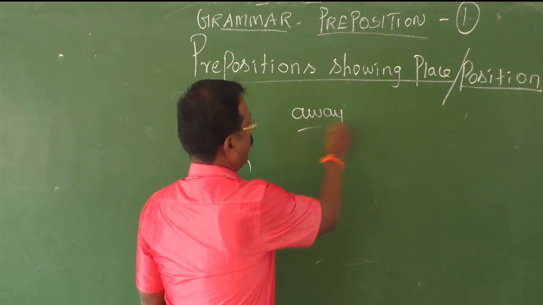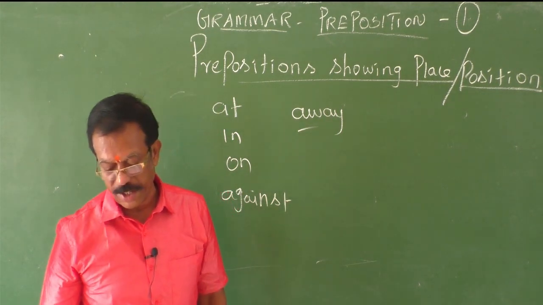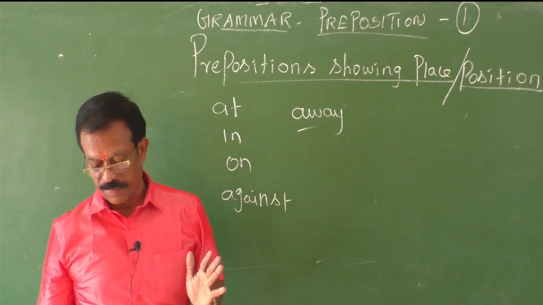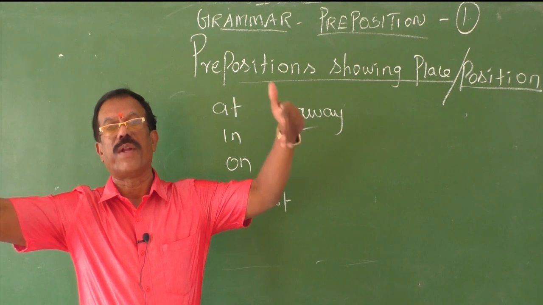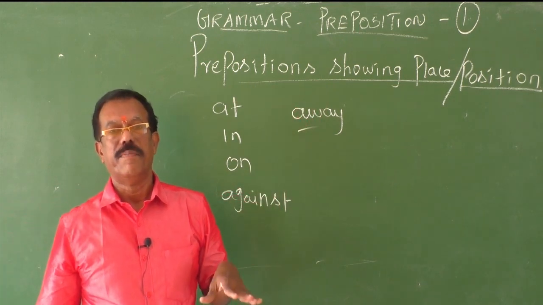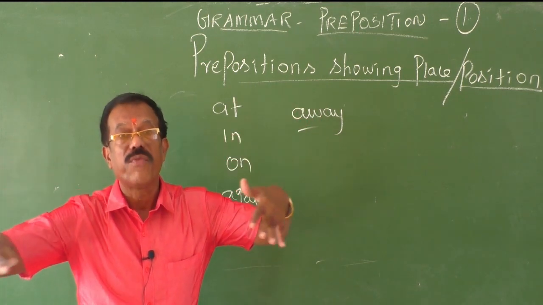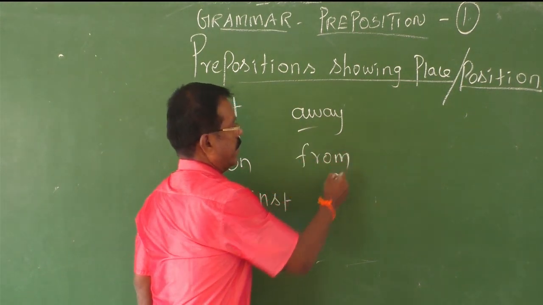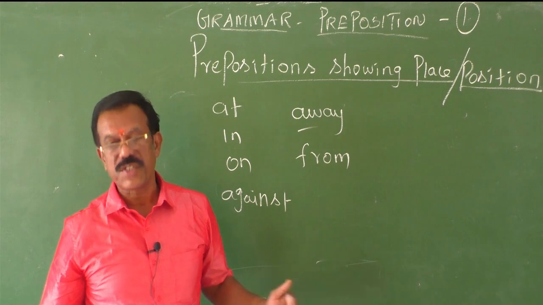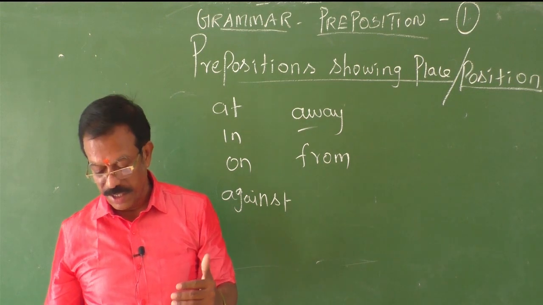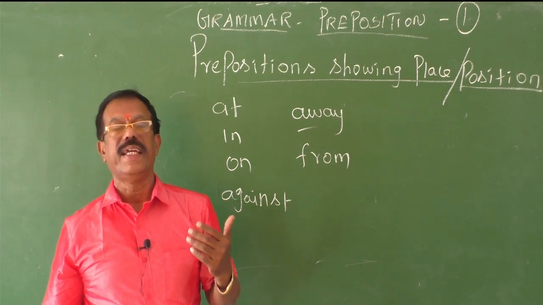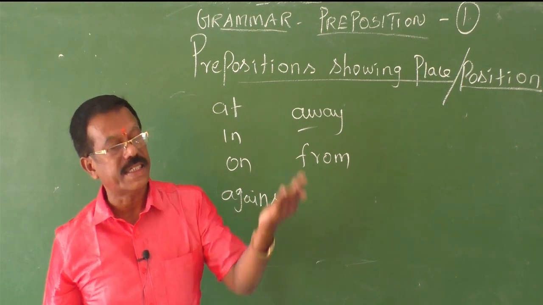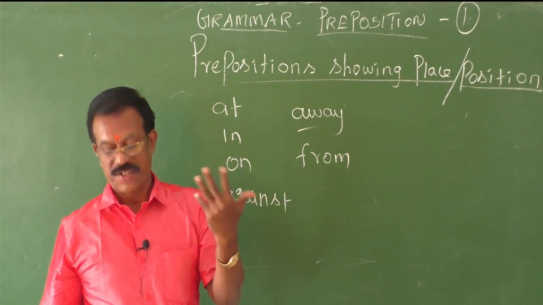Away shows the negative position from some place. Example: The birds flew away from the tree. Then from. It shows the starting place. He returned from Delhi yesterday.